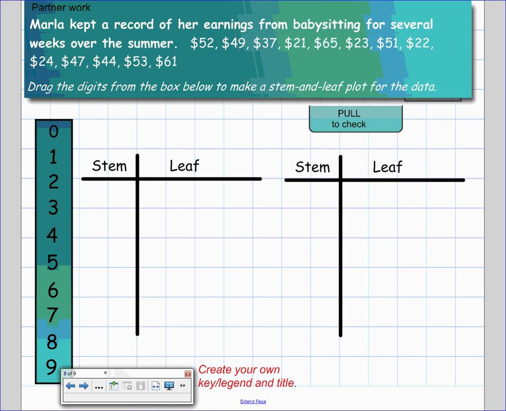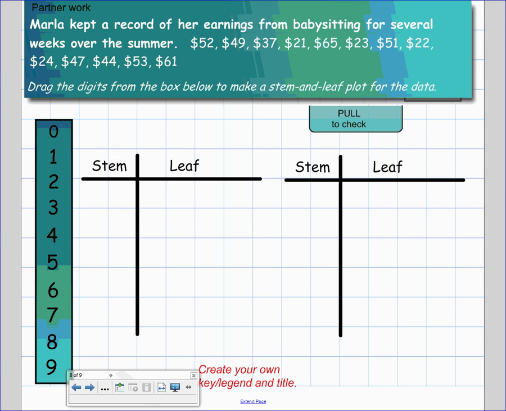All right, so let's take a look at this one real quick. Notice they gave us 2 options here. We can do it one way the first time and then reorganize it. It looks like Marla kept a record of her earnings for babysitting. There's a bunch of money. So let's look at our tens place first.